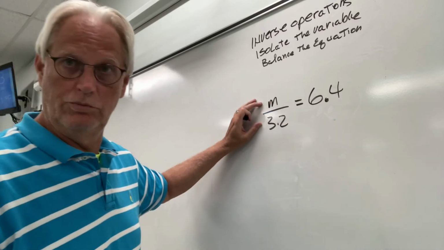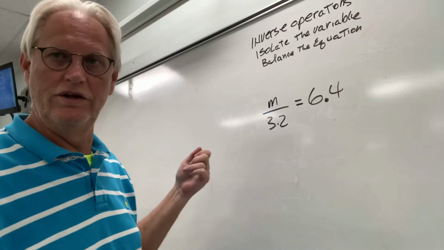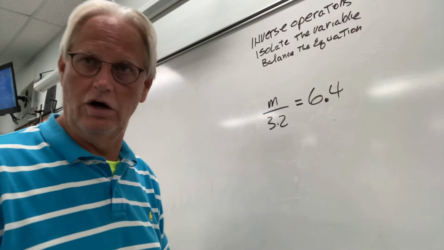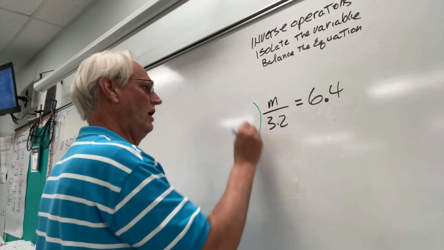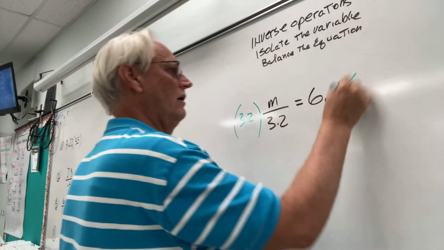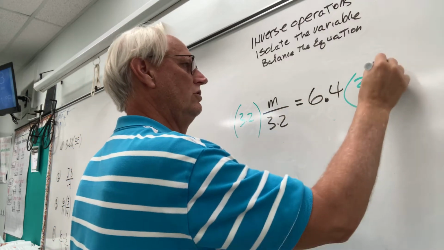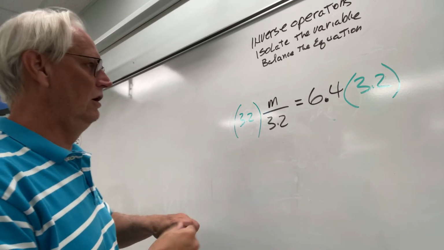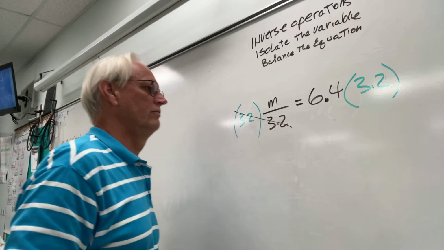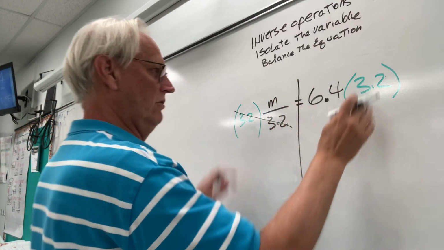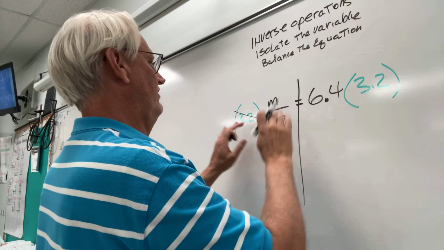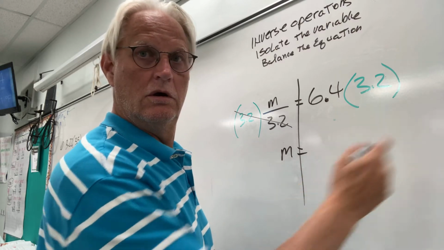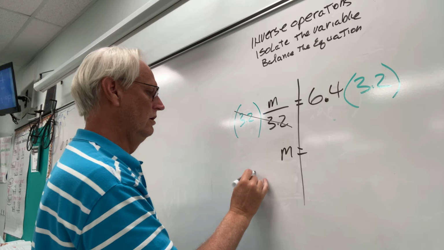Well, this is a division problem. M divided by 3.2. So I know that I have to do multiplication to solve this problem. So I'm going to multiply by 3.2 here, and I'm going to multiply by 3.2 here. Well, if I multiply by 3.2 in both of those places, here I cancel out, right? And I'm balanced. So I've balanced, I've isolated my variable, and now I just need to do this. Can we see? Now I'm going to go ahead and do it here.